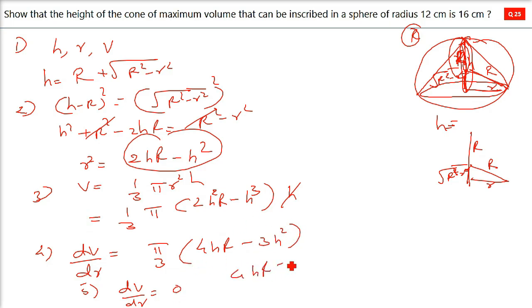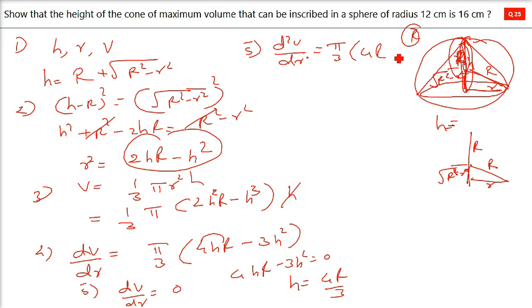When you place dv by dh equals 0, again h equals 4R by 3, that you already know. We have proved it as twice of R, that is 2/3 of the diameter, in the previous question. Next thing will be d2v by dh square. So we differentiate it again, we double differentiate it now. When we double differentiate, you are going to get this expression: 4R minus 6h. Now you have to place h equals 4 capital R by 3, and you need to find out whether you are going to get a negative value or a positive value. If you get negative, it's a maximum. If you get positive, it's a minimum.